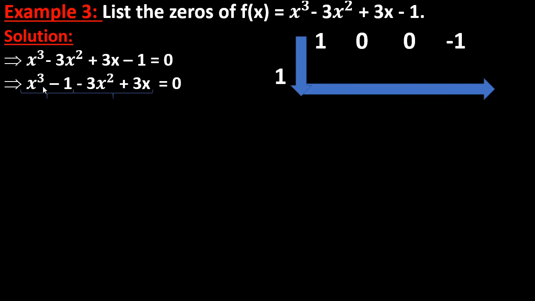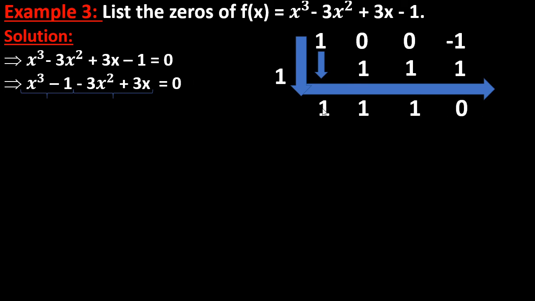Then 1 is a zero of x to the third minus 1. So I'm going to write it down here. Then I will consider 1, and 1 times 1 is exactly 1. I'm going to write down 1 here. So 0 plus 1 is 1. Then multiply 1 with 1, and it's going to be 1. Write it down here. Then 0 plus 1 is exactly 1. So 1 times 1 is again 1. Then I'm going to write down 1 here. So minus 1 plus 1 is 0. This is the remainder, since x minus 1 is a factor, and the remainder is 0.